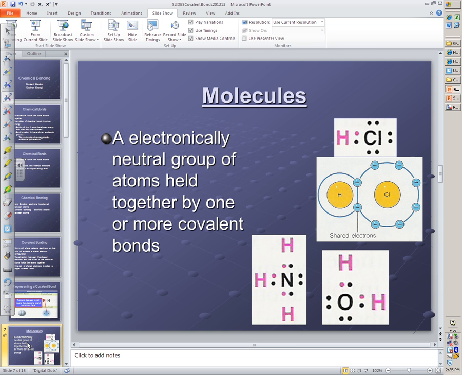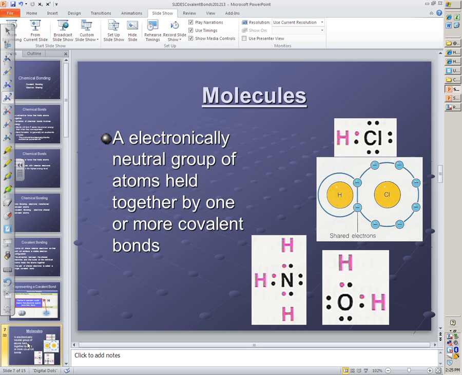Not the same kind of atom. Sarah, that's a specific kind of molecule, which we'll talk about in a second. Okay? Could be two or more elements, but more specifically, how would I know whether it's a molecule, Katie? It's a group of atoms held together by a covalent bond. Right? So how can I tell whether this thing is a molecule or not? These are all molecules. How do I know?